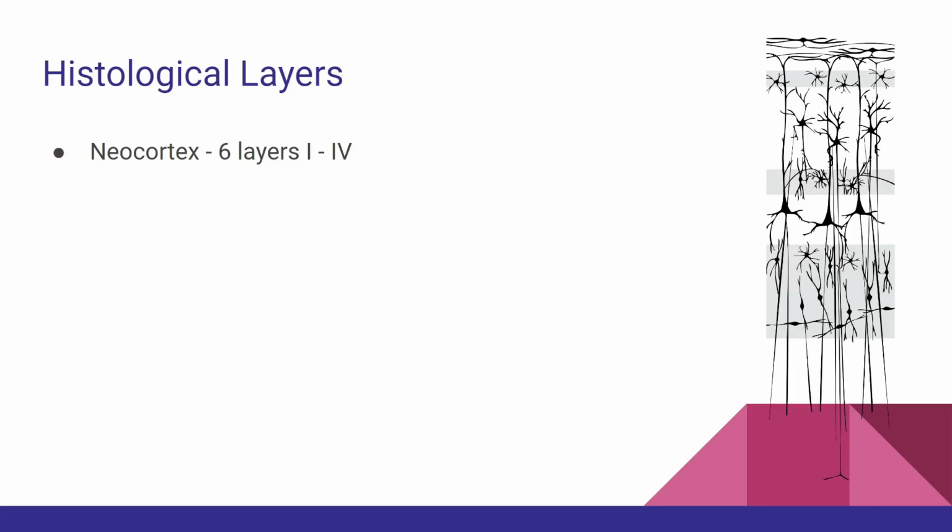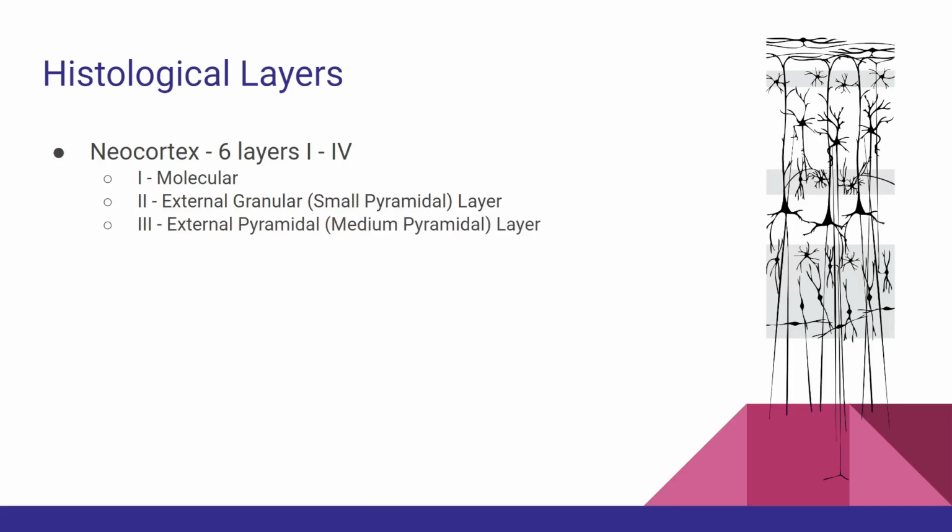and you can see those layers in the graphic to the right. So the first layer up top is the molecular layer. That's followed by the external granular layer, or also called small pyramidal layer, because it does contain some pyramidal cells, but their bodies tend to be smaller than some of the other layers. The third layer is the external pyramidal layer, or medium pyramidal layer. So the bodies of those pyramidal cells tend to be a little bit larger.